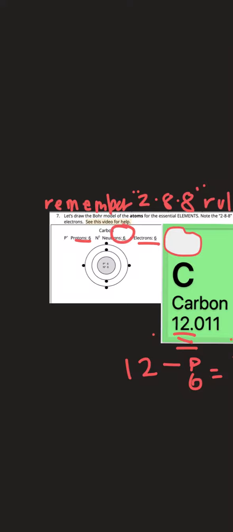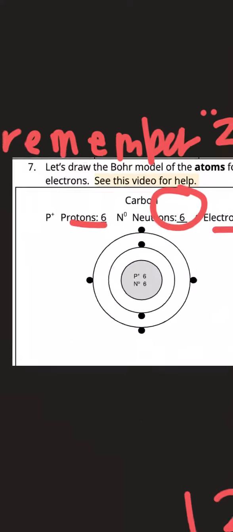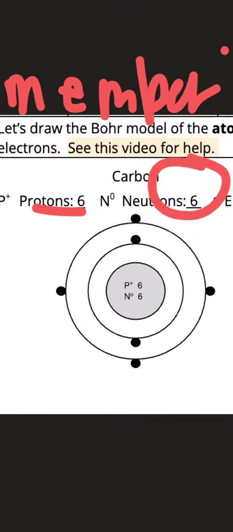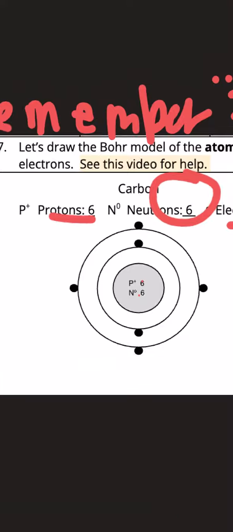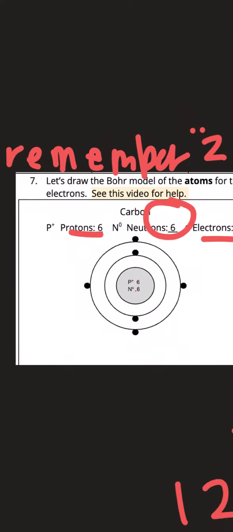Okay, so let's label our Bohr model. Notice that we have 6 protons in the middle. We have 6 neutrons also in the middle, in the nucleus. Those two things are included in the nucleus. And these black dots, I'll make my pen black here, these black dots here represent electrons.